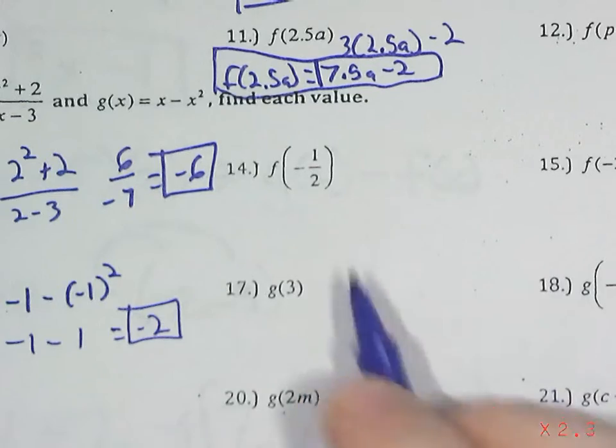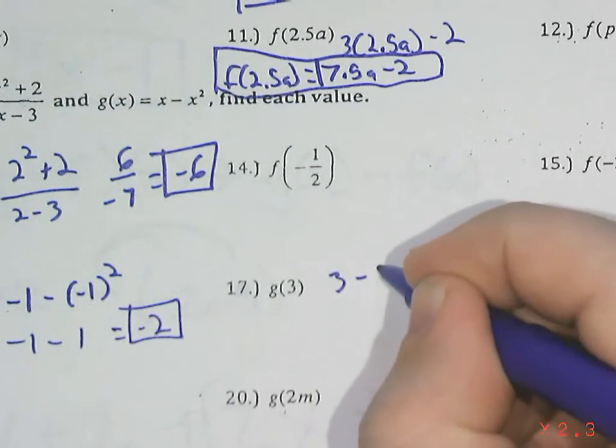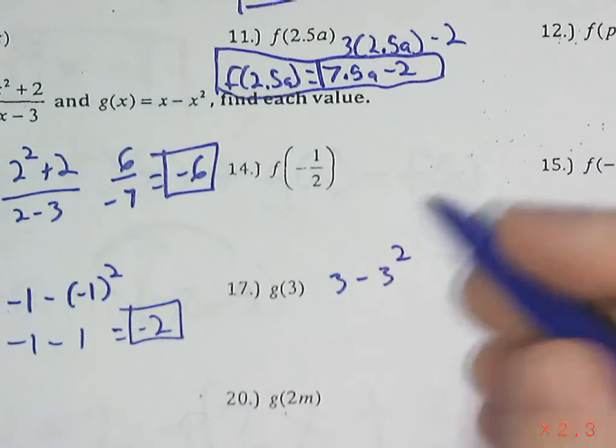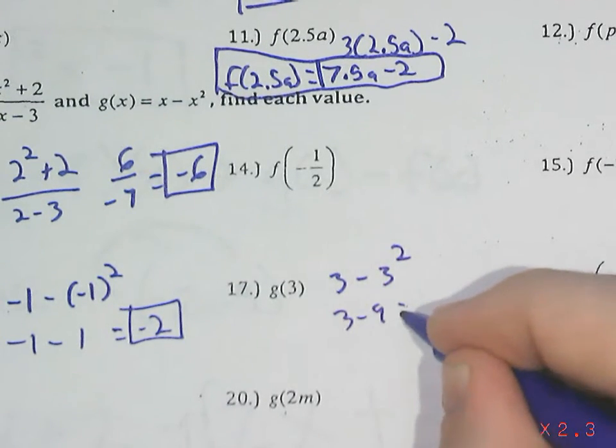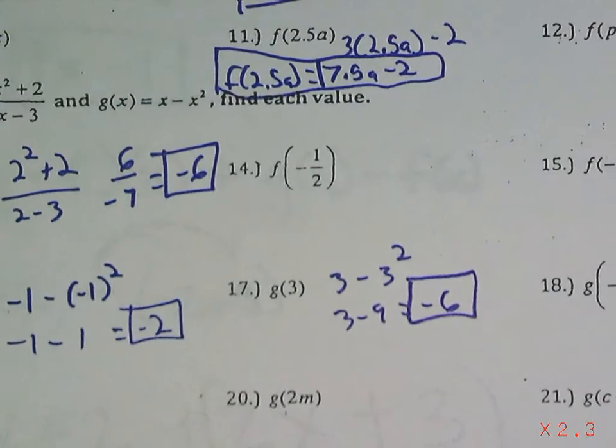But if I see the g function with a bigger number, so 3, then 3 minus 3 squared. 3 squared is 9, 3 minus 9 is going to be negative 6. Just plug in what it says and you get your answer.